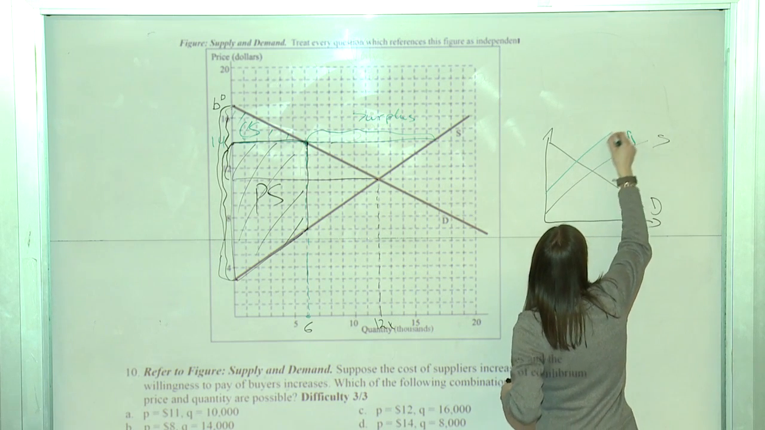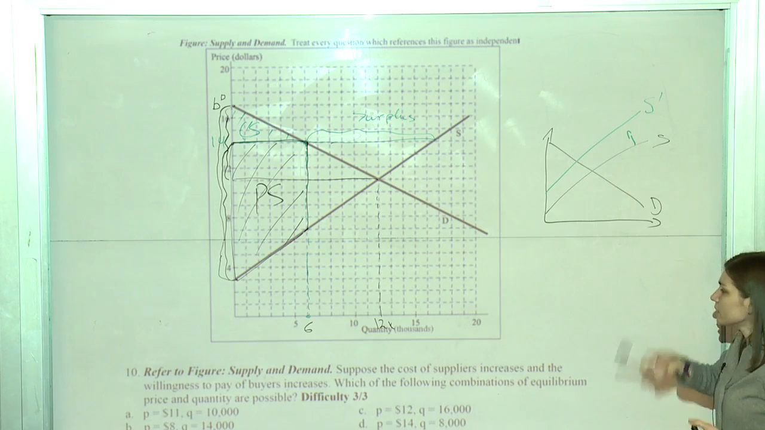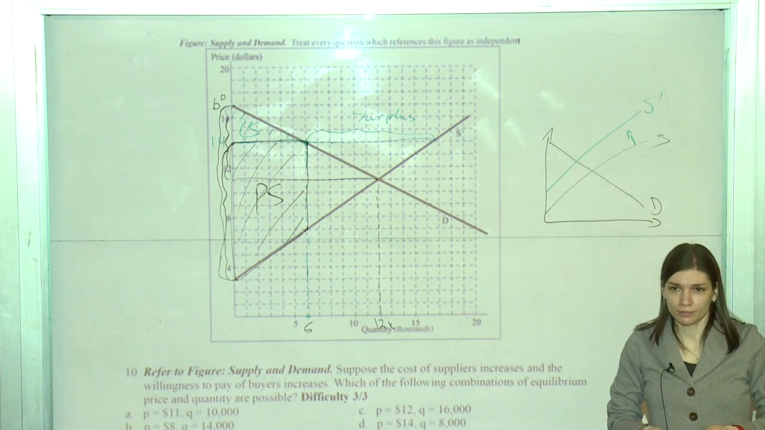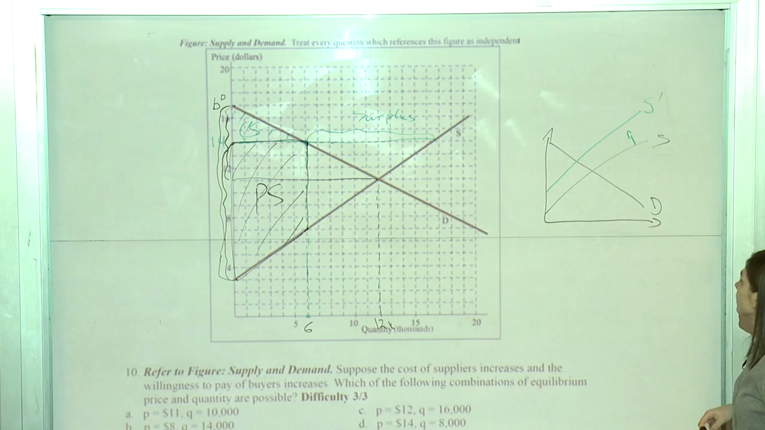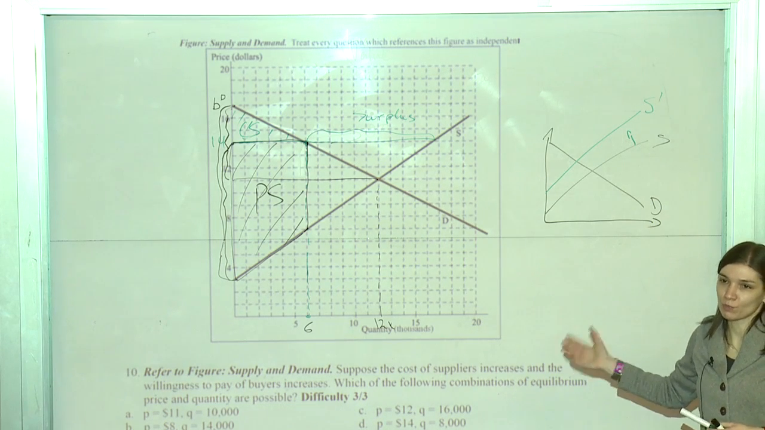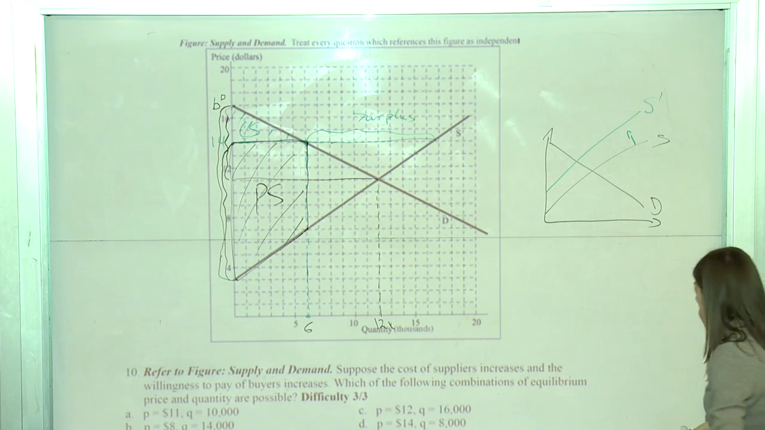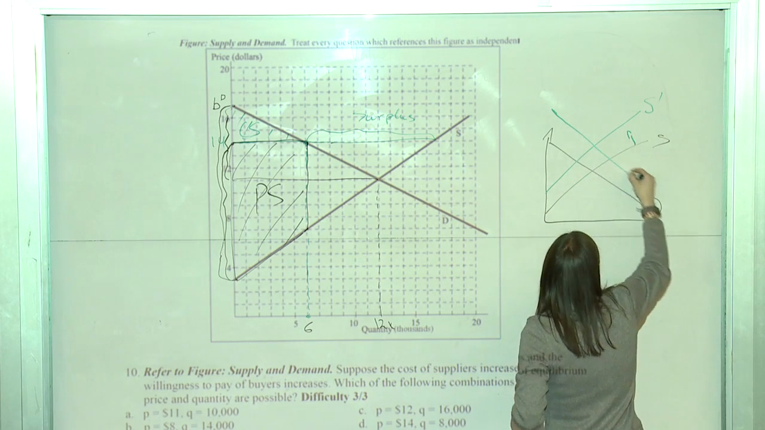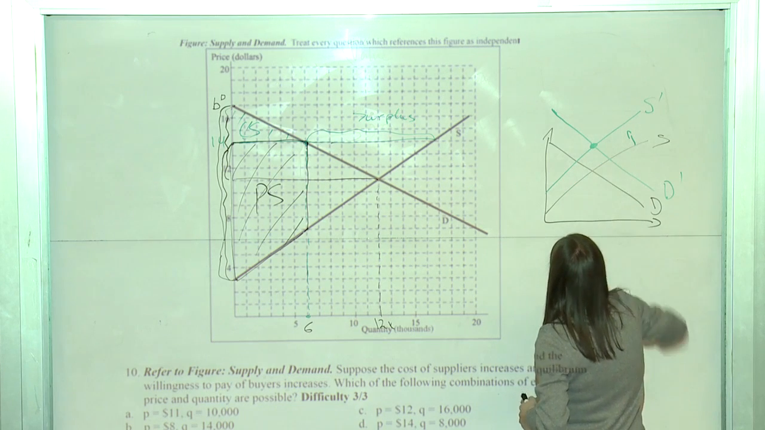So we're going to have a new supply curve. And the willingness to pay of buyers increases. Does that affect supply or demand? Demand. To the left or to the right? To the right. Now demand increases. Right? Demand itself is the willingness to pay. So this basically says the demand curve is increasing, which is a shift to the right. All right. So now we're going to have a new equilibrium.